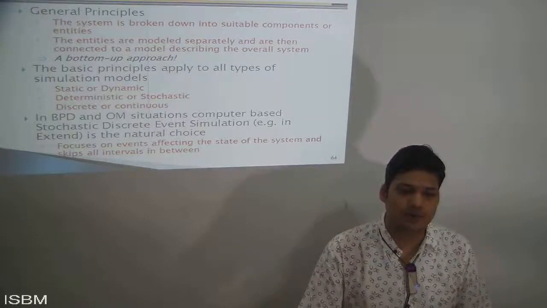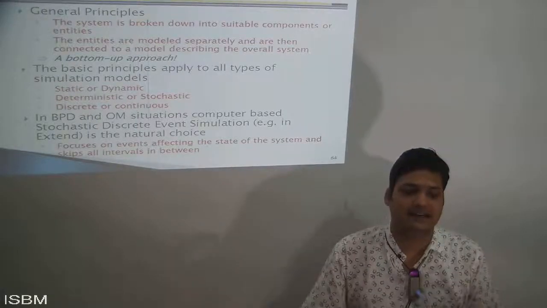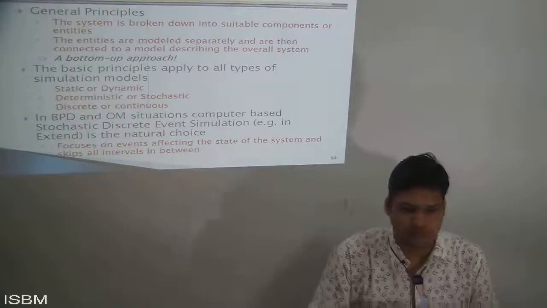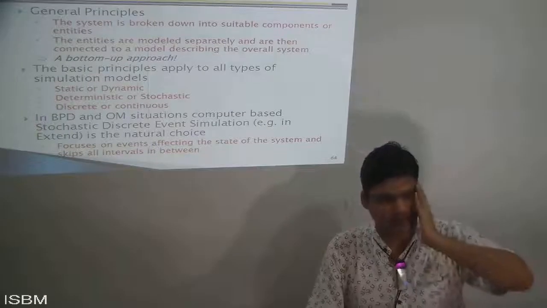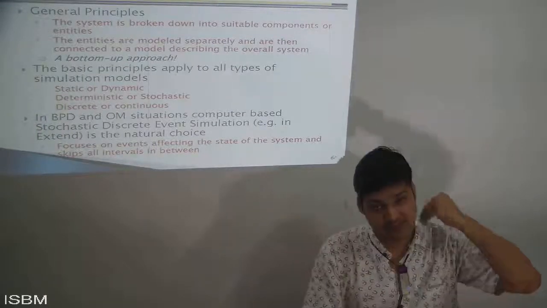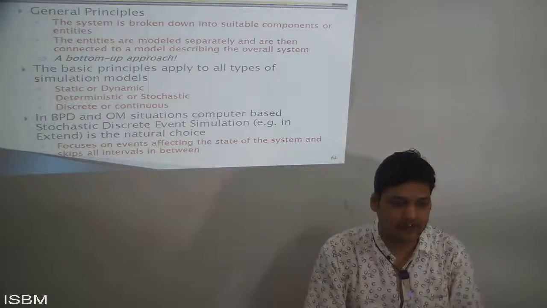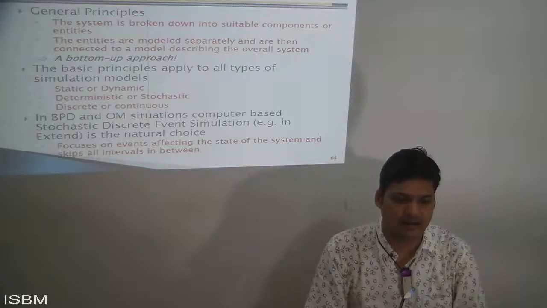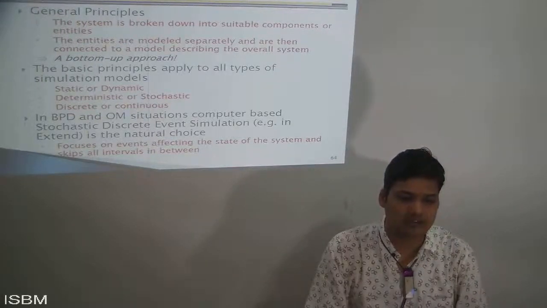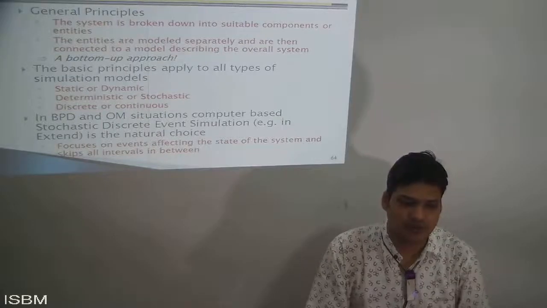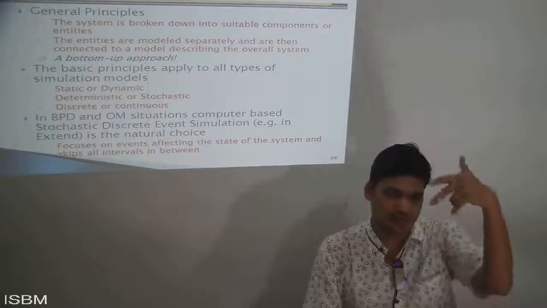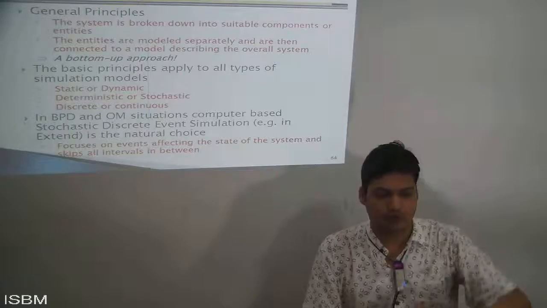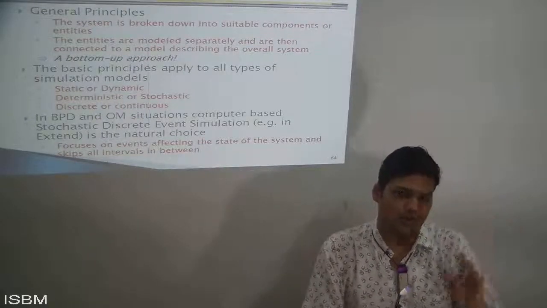The system is broken down into suitable components or entities. So we have to break down the system into suitable components, which I have told you about initially. The entities are modeled separately and are then connected to a model describing the overall system. This is the bottom up approach. There are two approaches, bottom up and top down. So we are basically using the bottom up approach.